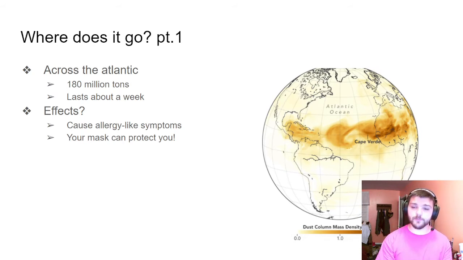Where does it go? The most important thing is that about 180 million tons of this dust travel across the globe every year. As you can see, a lot of it falls in the ocean, which we will be talking about at the end of this presentation. But when it makes landfall, it lasts for about a week. Obviously, if there's more of it, it's going to last longer. But usually when it hits the Americas, Central America, the Caribbean, northern South America, and the southern United States, it's going to last for about a week.